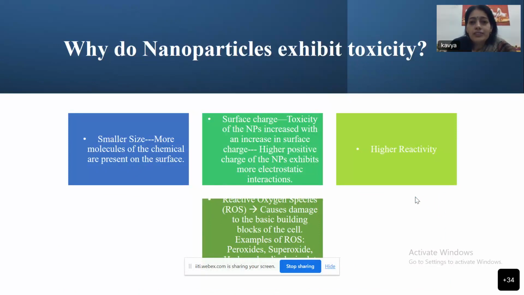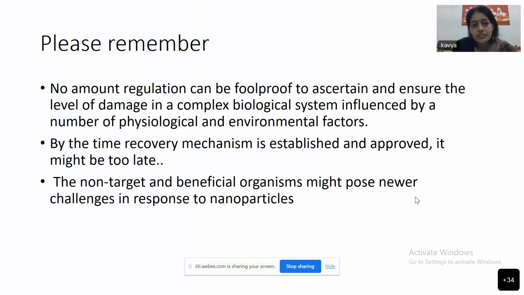So why do nanoparticles exhibit toxicity? What is so bad about them? The smaller size, the surface charge, their higher reactivity, and then the generation of reactive oxygen species. This is something which triggers mismanagement in most living systems, in most living cells. And when I say living cells, some of those who deal in chip engineering, electronic and electrical engineering, computer engineering, or machine engineering would say, living cells, you said, right? No way concerned with us.